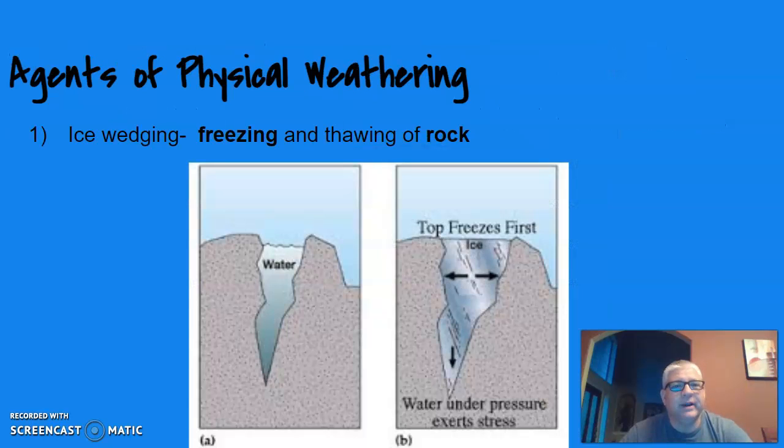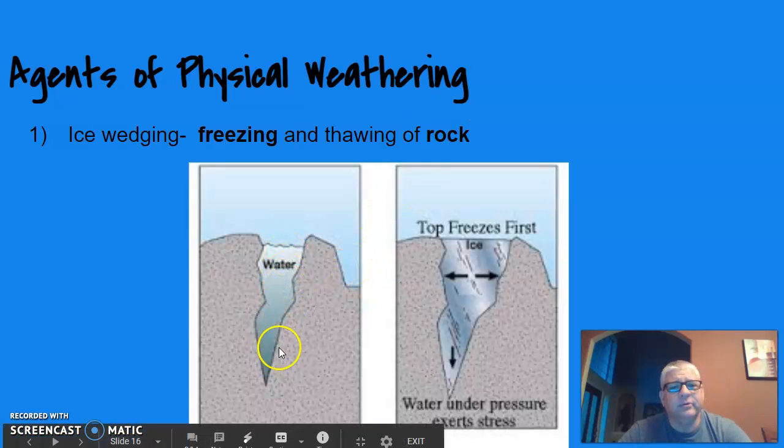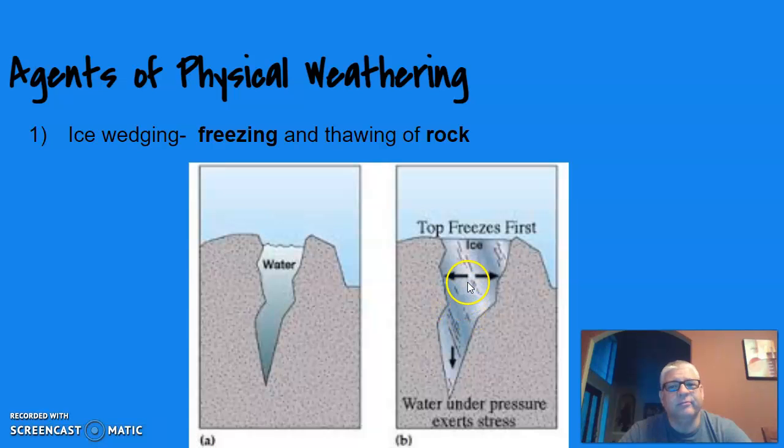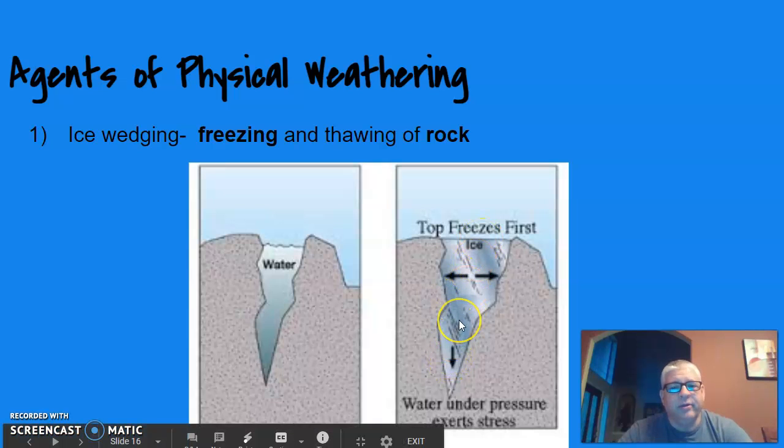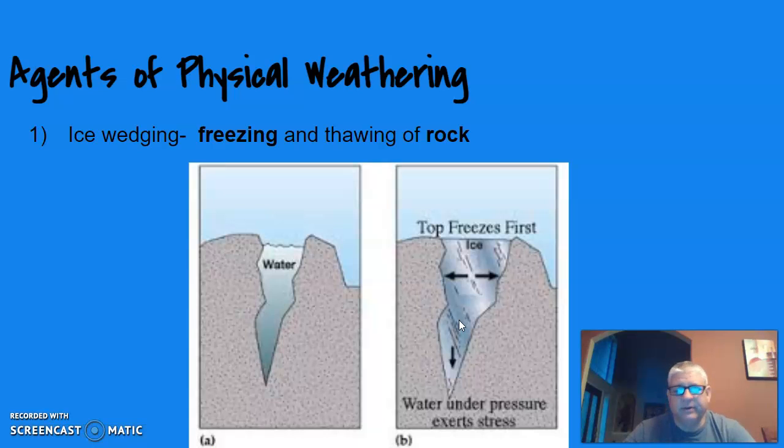As I mentioned earlier, ice wedging. You have a crack in the rock. The water, as it rains, water fills up the crack, and because when it freezes and thaws over and over again, it just keeps wedging that rock apart more and more.